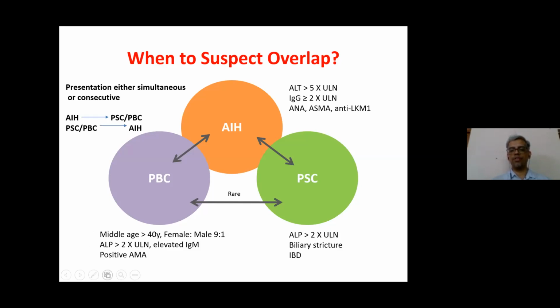A typical presentation of PSC would involve an elevated alkaline phosphatase, presence of a biliary stricture, and associated inflammatory bowel disease, whereas in the case of PBC, it will typically be a middle-aged female in the 4th to 5th decade, with elevated alkaline phosphatase and a positive anti-mitochondrial antibody, AMA. We'll have a separate class on the overlap, so I will not dwell on the overlaps in the remaining part of my talk. Important to state here, AIH patients may over time develop other associated autoimmune disorders like PSC and PBC, and similarly, PSC and PBC can over time develop autoimmune hepatitis.